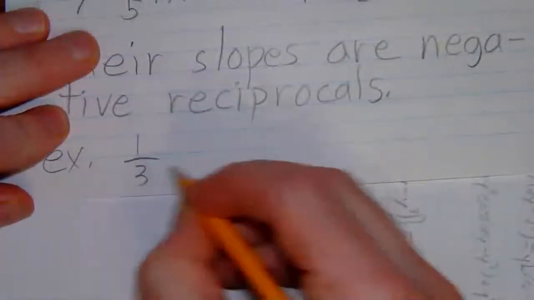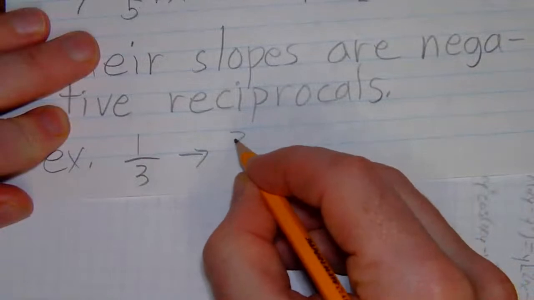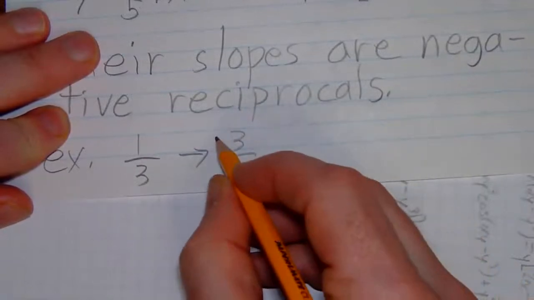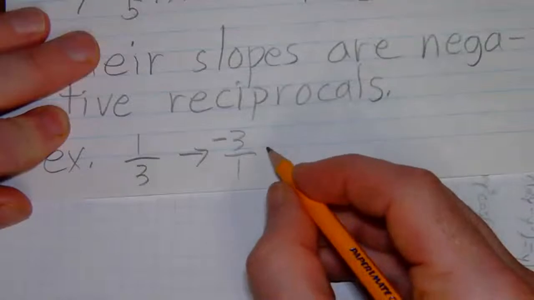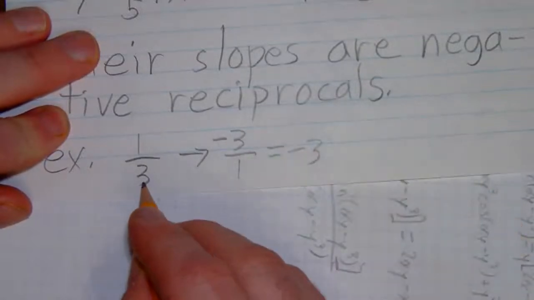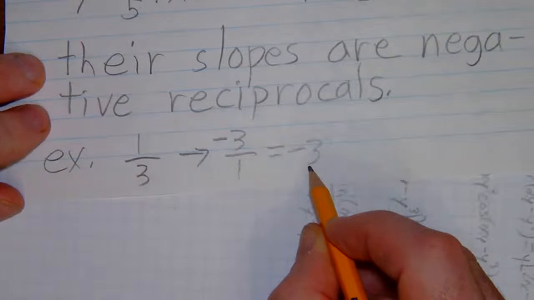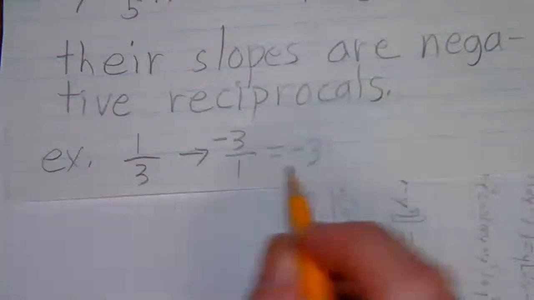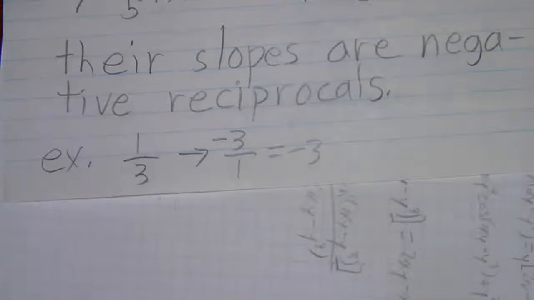So some examples of that, 1/3. If we flip that, we get 3/1. We have to make it negative because this first one was positive. So 1/3 and -3 are perpendicular slopes. And you can go into the Desmos and try changing your slopes to 1/3 and -3. And you'll see that you once again get two perpendicular lines.